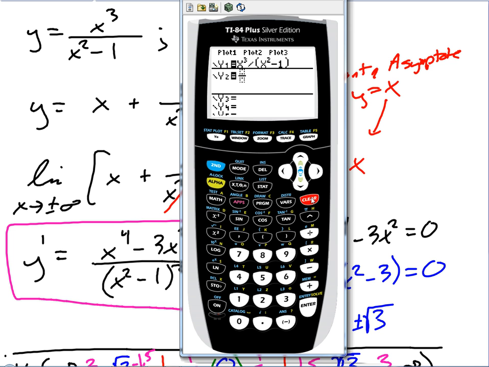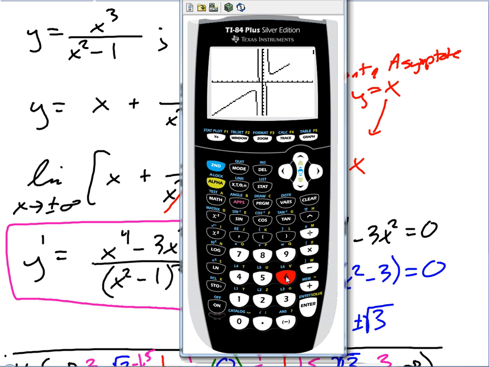So if we just go, how about if we go zoom 6? That's kind of what we drew, isn't it? Right? Everybody see that? Okay.